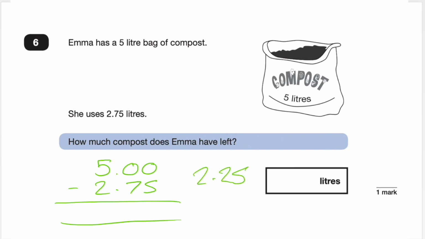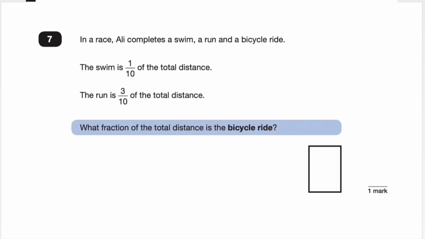But let's check it. 0 subtract 5 I can't do. I can't borrow next door, but he can borrow from next door. Get him down to a 4. And then this is now 10. Let's start again. 0 subtract 5 can't do, but I can now borrow from next door. Put that down to a 9. And now that's a 10. 10 subtract 5 is 5. 9 subtract 7 is 2. Put my decimal back. 4 subtract 2 is 2. 2.25. 2.25 litres.